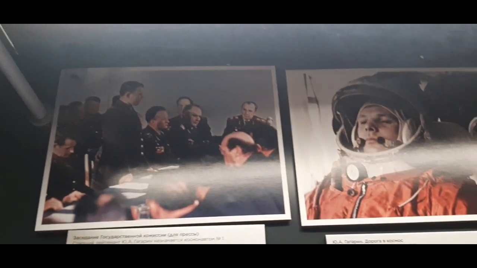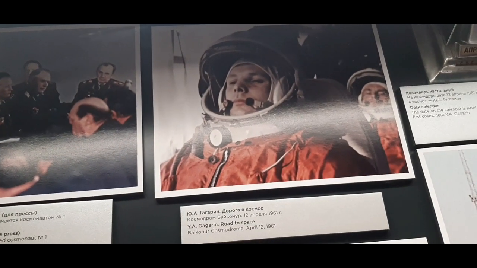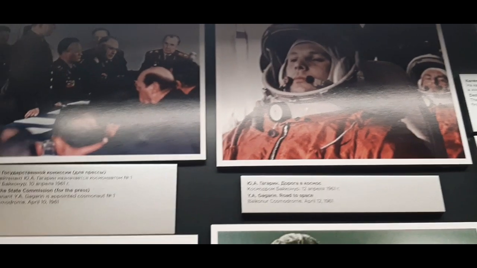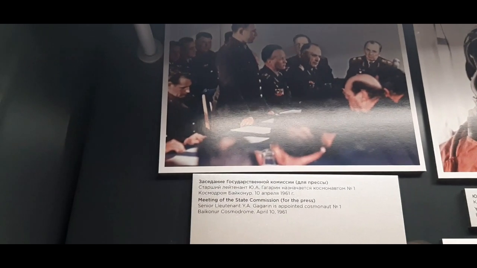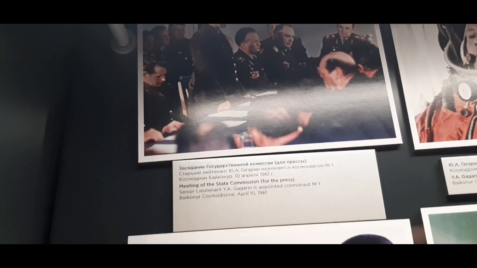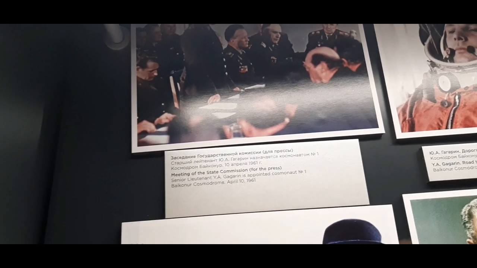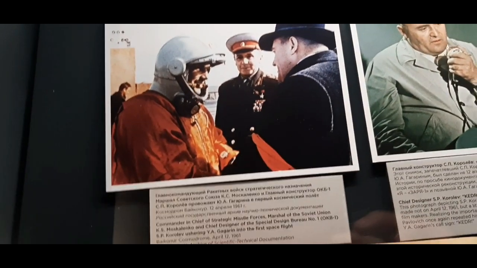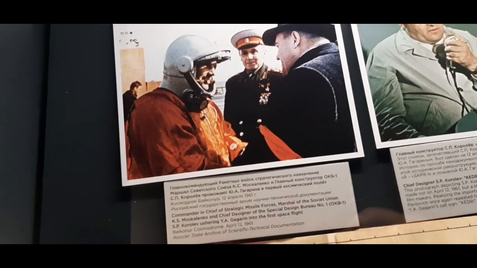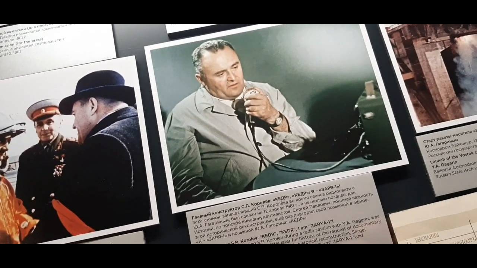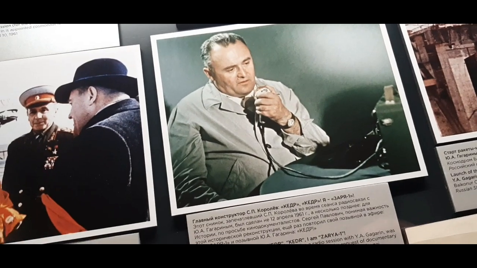Picture ng mga astronaut. Yan si Gagarin. Y.A. Gagarin flew to space April 12, 1961. Appointed cosmonaut number 1, Baikonur Cosmodrome. Commander-in-Chief Strategic Missile Forces Marshal of the Soviet Union. Chief Designer is P. Korolev.